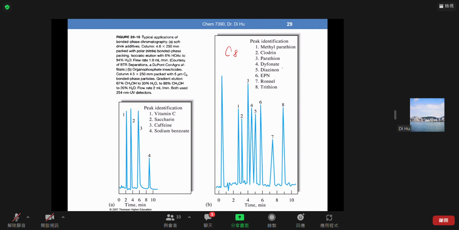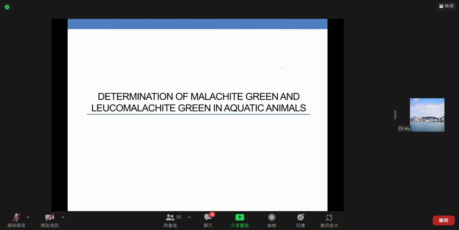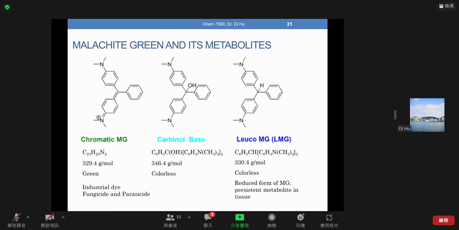But I think the best approach is for us to have a very detailed example. I'd like to use the determination of malachite green and leucomalachite green in aquatic animals as an example to show you, as I mentioned. We start from the chemical structures of the compounds, and then think about the whole procedure. We think about the mobile phase, of course, the detector, and even how we can do the sample extraction. Okay, let's do some practice together.